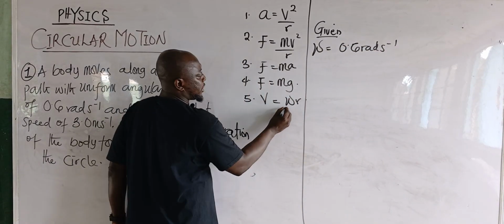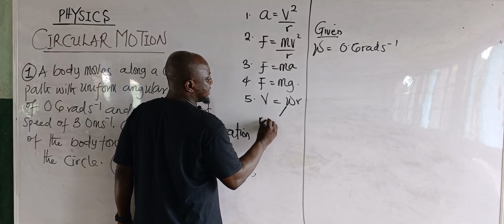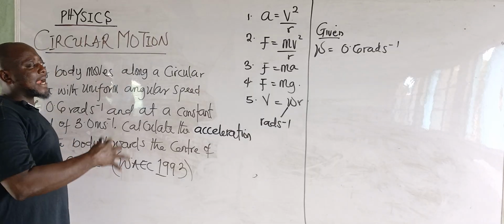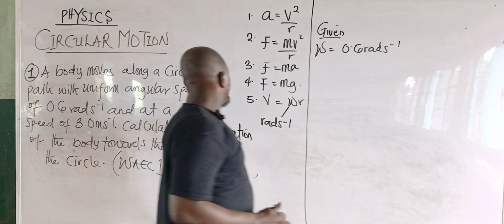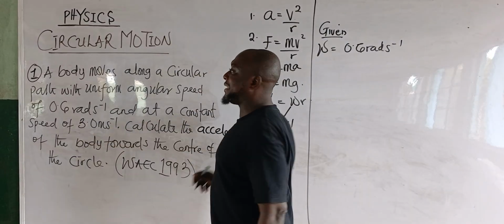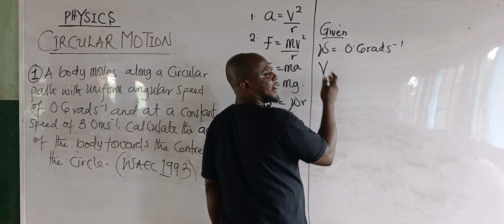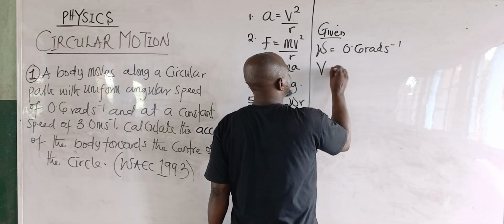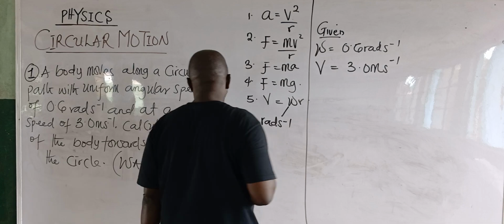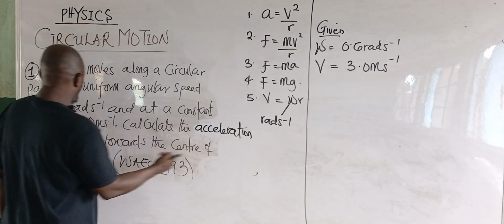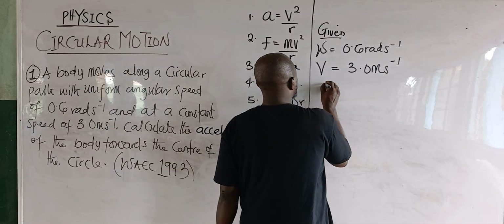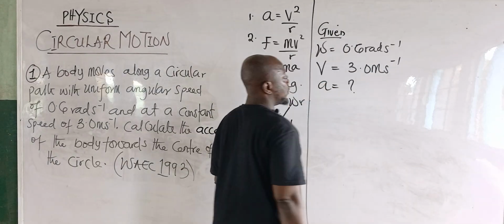Oh, and I did not give you the unit, please. Angular velocity is rad per second. Next up, it acts at a constant speed of this. So speed is given. Our speed is V. V is also known as speed or velocity. So that becomes 3.0 meters per second here. We have to calculate the acceleration of the body towards the center of the circle, so that A becomes unknown.